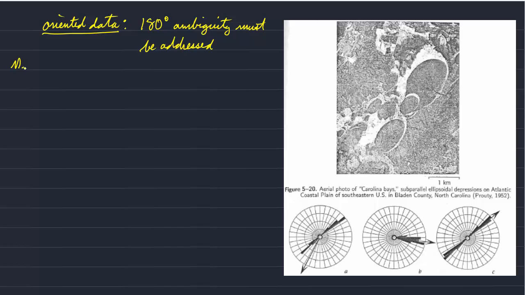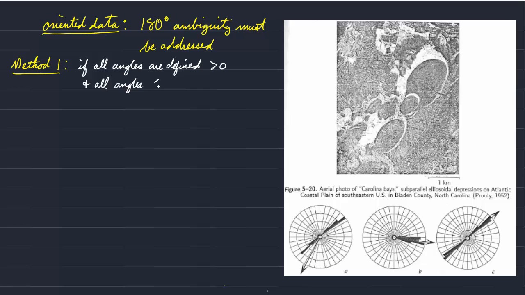And the method that Davis describes, and I'm going to refer to that as method 1, works if all angles are defined as being greater than 0, and all the angles are less than 90 degrees apart. So method 1 works if these two conditions are met.